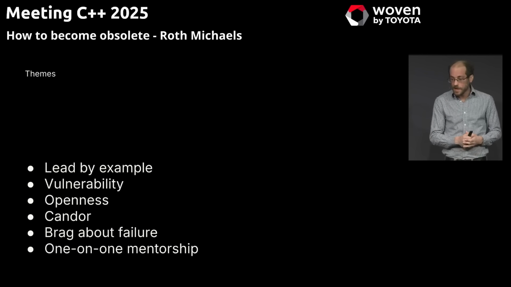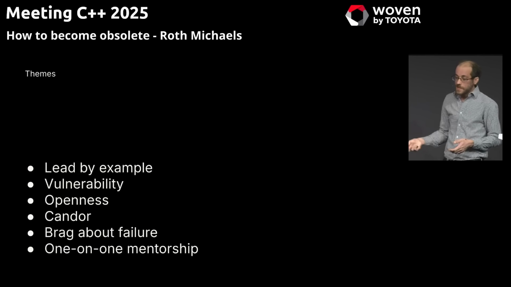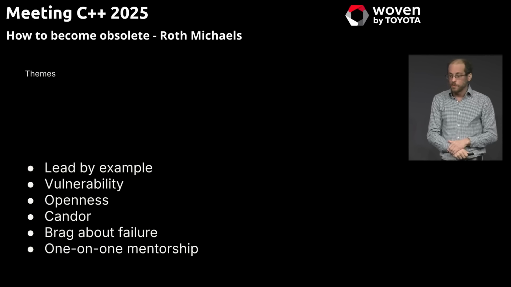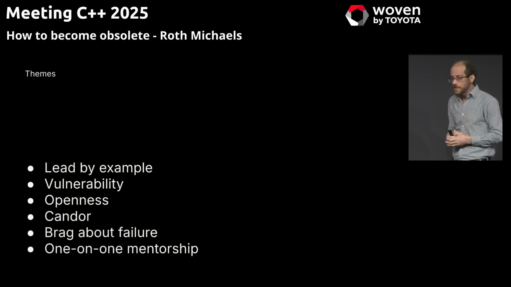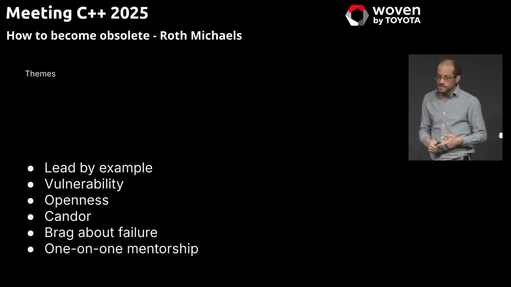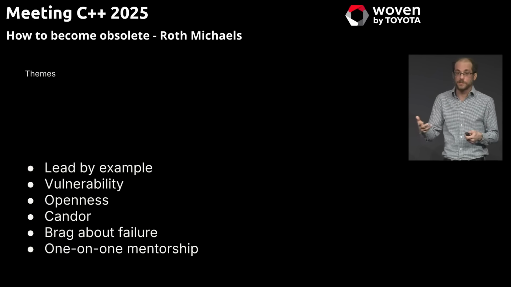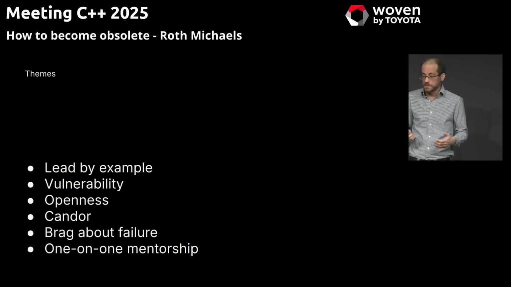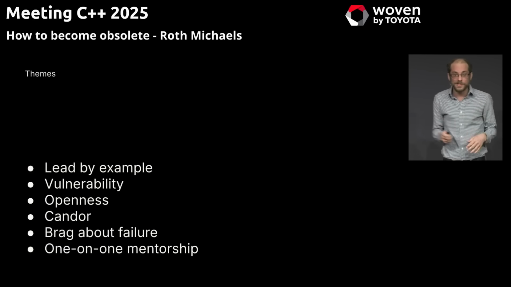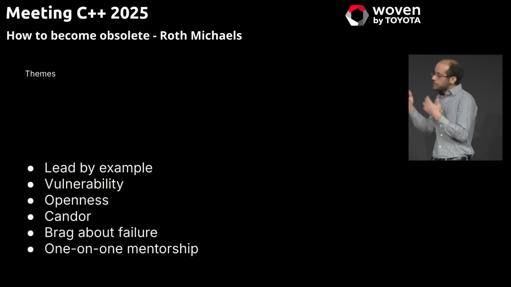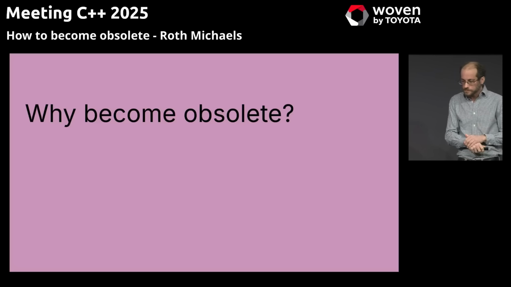So, back to the topic at hand. A few themes that we're going to talk about today, and vulnerability is one of them, which is why I wanted to share that story at the beginning. I think a big key to becoming obsolete is leading by example, being vulnerable, being open. I actually got a few compliments from colleagues recently telling me that they feel I've been much more approachable than other engineering leaders they work with, because I just show up as Roth, not just some senior engineering guy. Candor is also really important, and part of that is bragging about failure. And then one-on-one mentorship is something else we'll talk about a little bit.